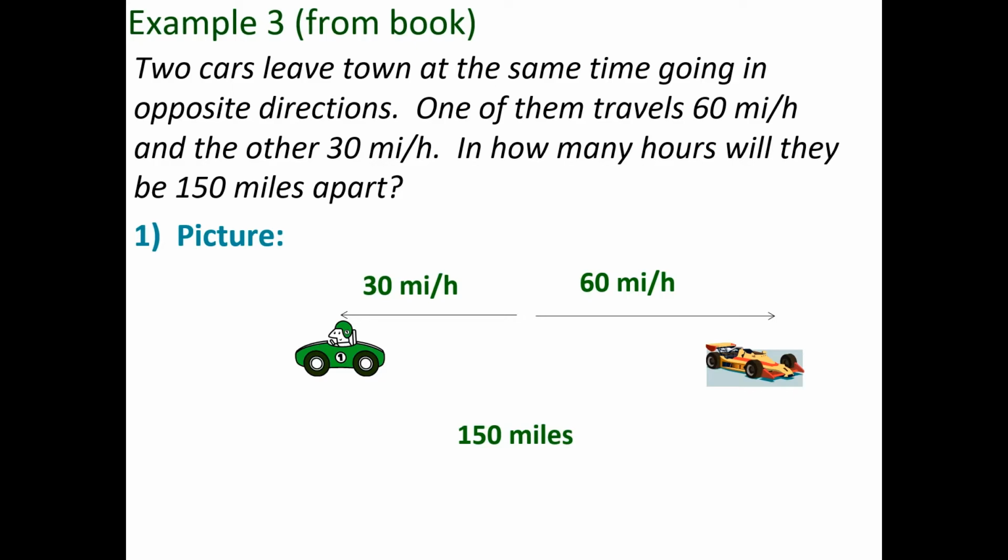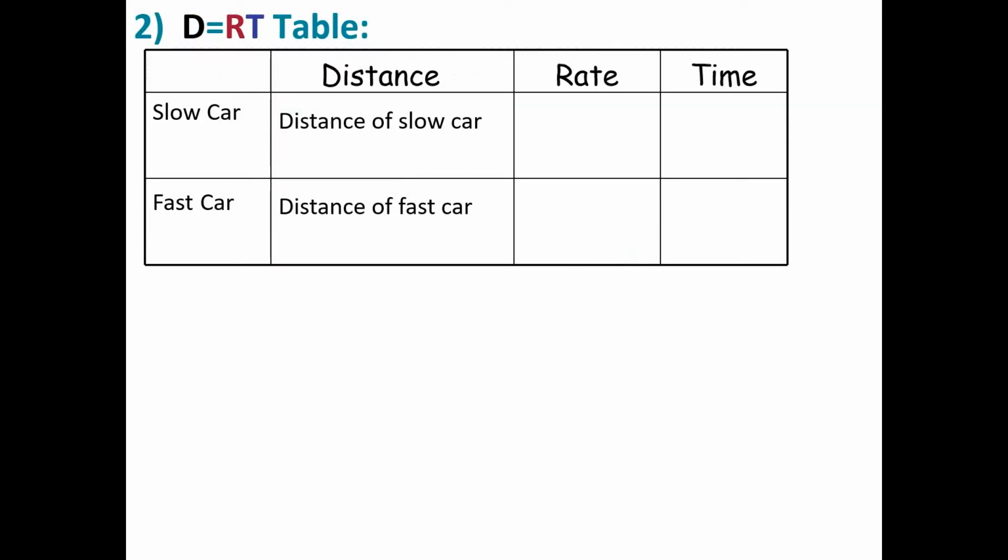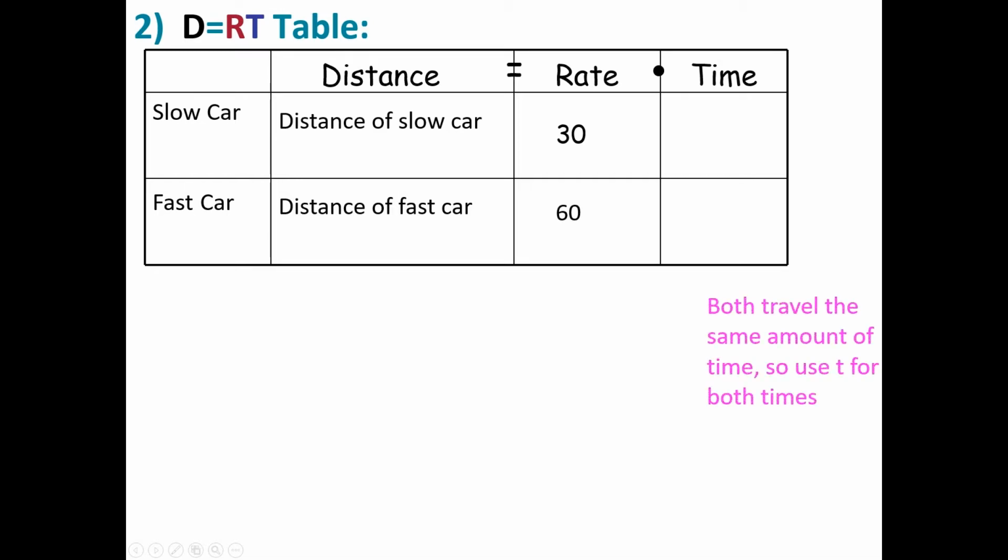Well, let's go ahead and throw this into a table. This is a good one for a table. We know that the slow car does some distance and the fast car does some distance, okay? The rates, well, the slow car was going at 30 and the fast car is going 60, okay? I want to figure out how much time it took. And we know that they're traveling the same amount of time in the problem. So time is just going to be t.